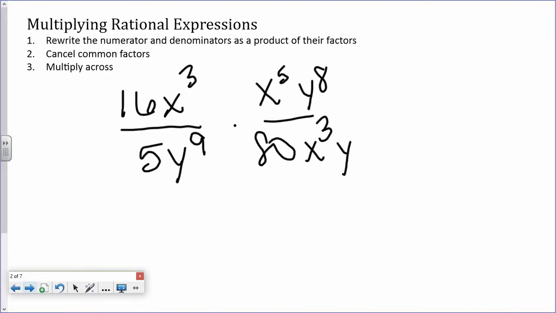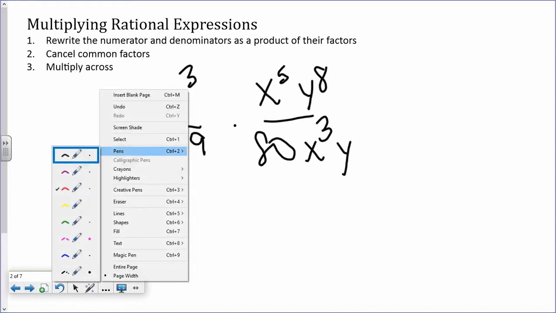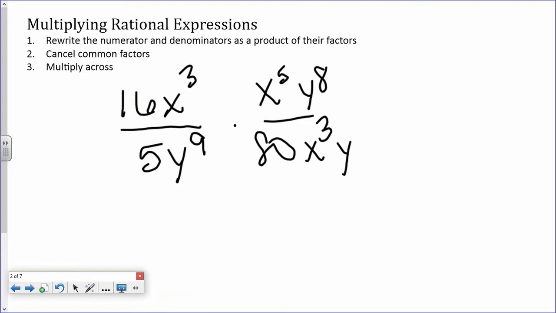Let's take a look at the next one. I'm going to do the same exact process here, even though these are rational expressions, meaning they have variables in them. So I'm going to start off by rewriting everything as products of their factors. So 16 here would be 4 times 4. And remember, x to the third is really x times itself 3 times.